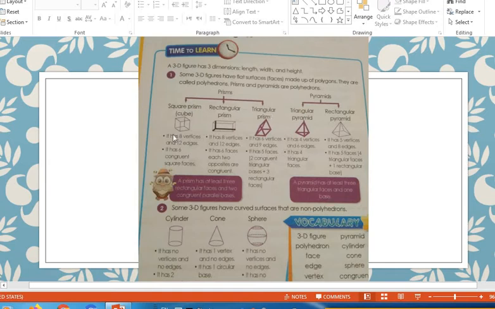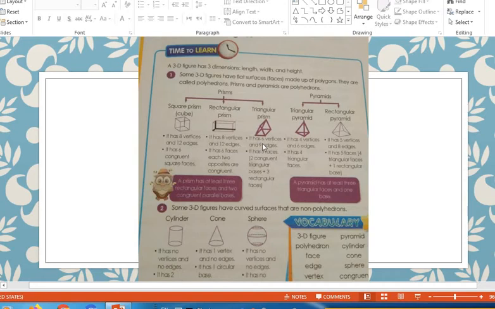The square prism has 8 vertices and 12 edges. Edges here means sides. It has 6 congruent square faces. The rectangular prism has 8 vertices and 12 edges. It has 6 faces, each in the shape of a rectangle, and each 2 opposite faces are congruent, equal.